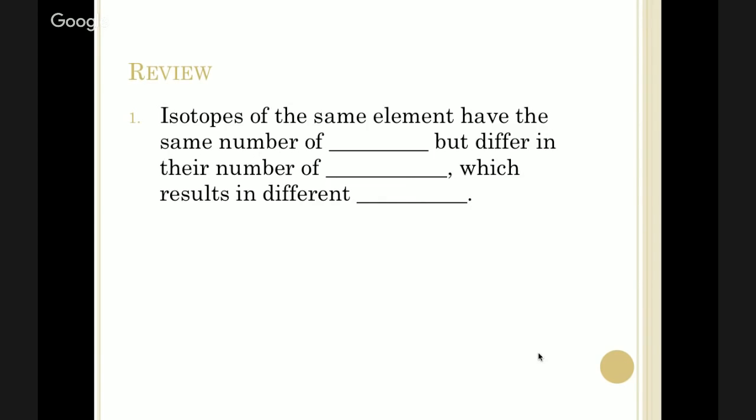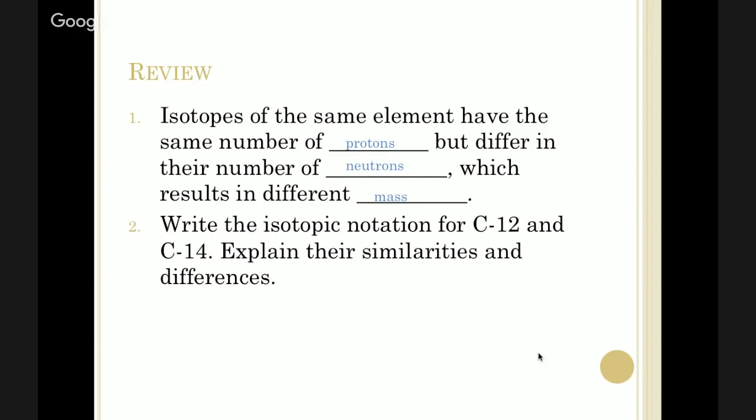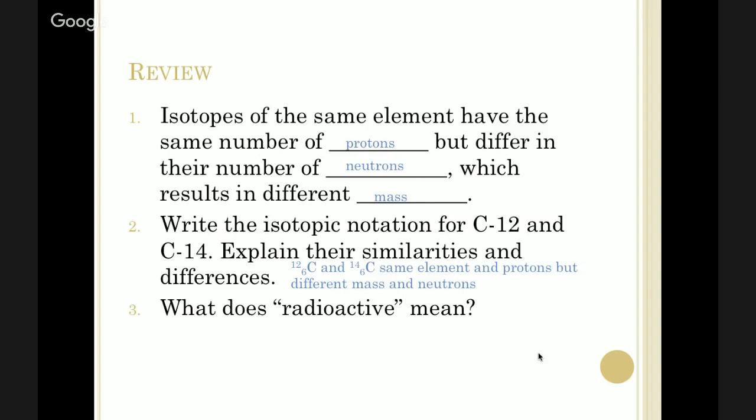Okay, now we're ready for nuclear chemistry. We're going to be talking about radioactive isotopes. Completely big change. So just to review from some previous stuff you talked about today, isotopes of an element have the same number of protons, but a different number of neutrons, which results in a different mass. So if you wrote the isotopic notation of C12 and C14, they would look like this. They're the same exact element, and the protons are the same, so you're getting the same formula symbols, except their masses are different, so that top number is a little different.